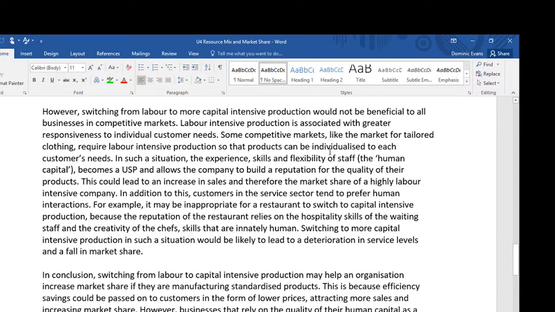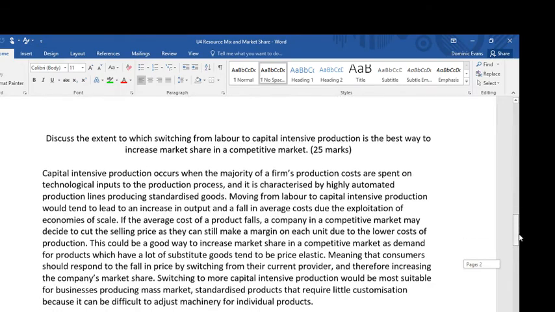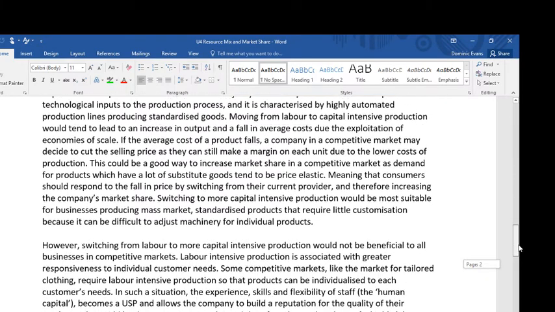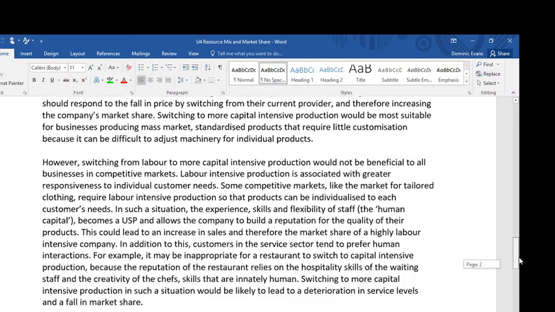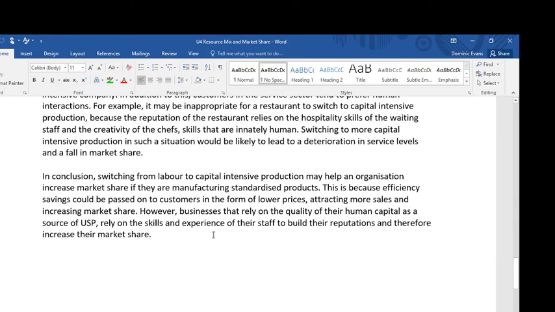Number one, when manufactured products need to be individualised. Number two, the service sector, particularly restaurants and things like that. And I've said that maybe more capital-intensive production would not lead to market share rising in those situations. So I've looked at both sides of the argument, given a number of business scenarios to back up my points, developed different chains of argument, and now I need a conclusion.